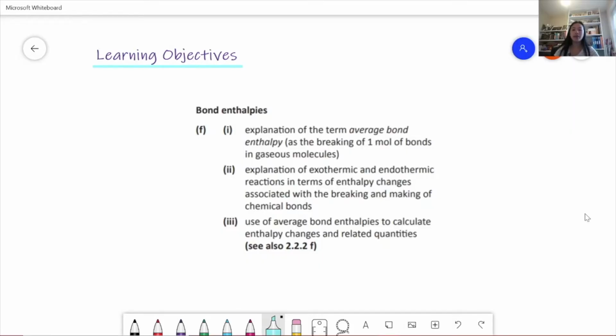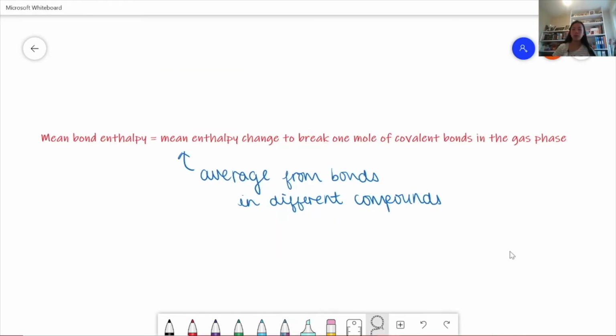We're going to be learning about bond enthalpies, so these are our learning objectives for today. We're first going to explain the term average bond enthalpy, and then we'll be looking at exothermic and endothermic reactions in terms of enthalpy changes, and then we'll be using average bond enthalpies to calculate enthalpy changes and related quantities.